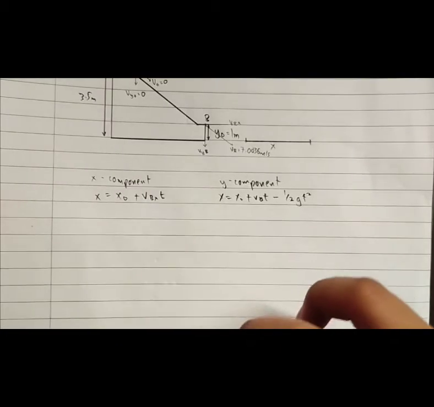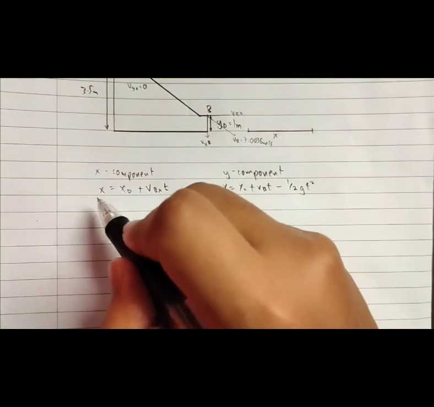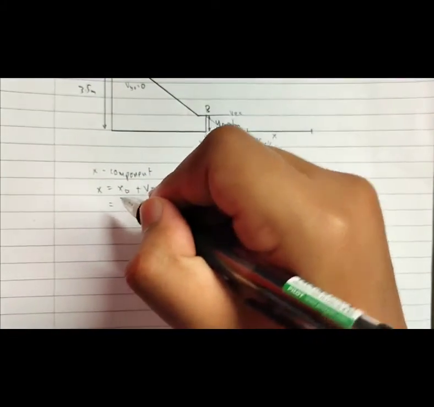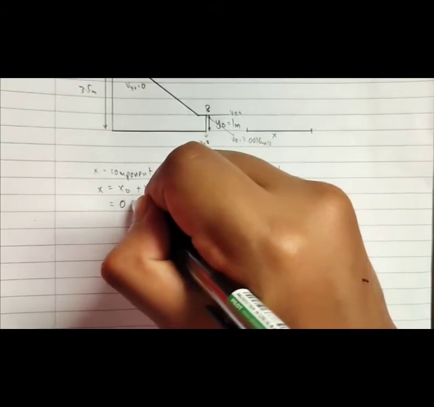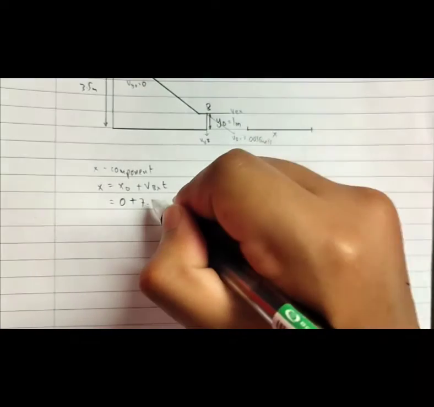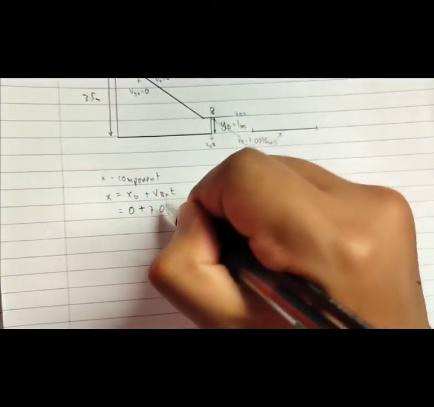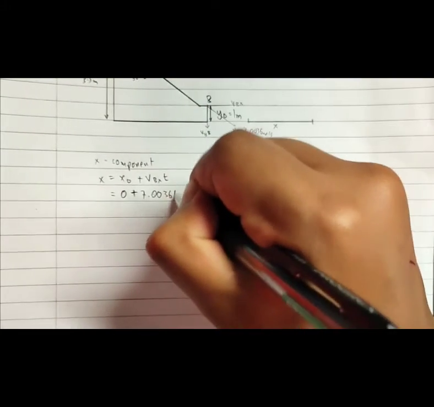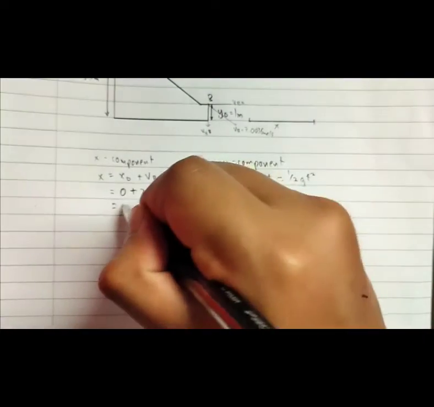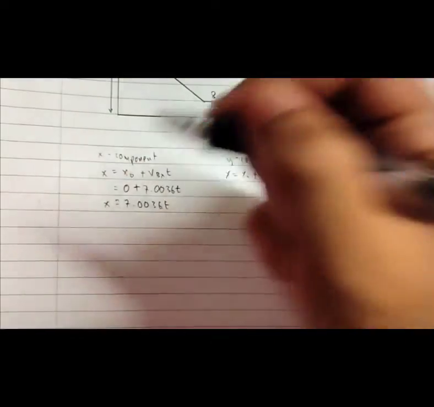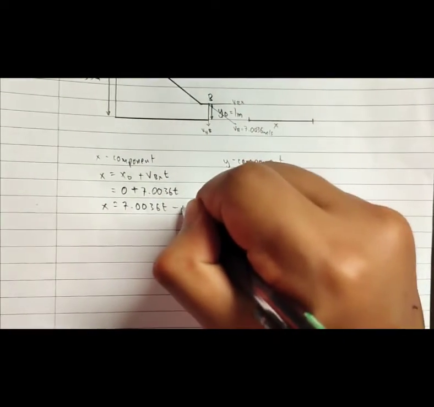Now let me solve the equation for the X component first. We just put in the values. X naught is 0, and VBx we take from question 1B, the value of VB, 7.0036. Then we get 7.0036 t for x. Let me assume it as equation 1.